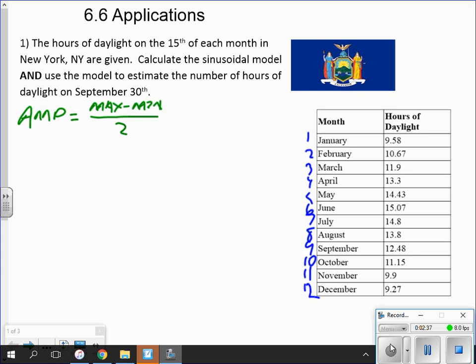So that's what you do. You find your maximum value and your minimum value. And our max is 15.7. Our minimum is 9.27. It is important that you identify where those are and where the months are, because when we do our phase shift, those will also come in handy. So you take 15.07 minus 9.27, divide that by 2, and you get an amplitude of 2.9. That's our amplitude. That's what's going to go in at the front of our equation.